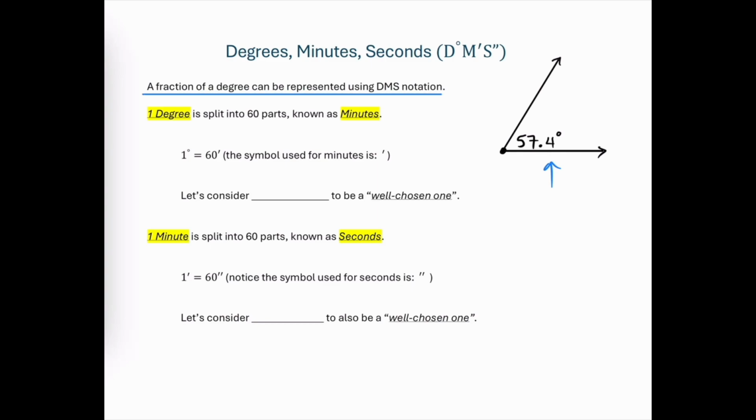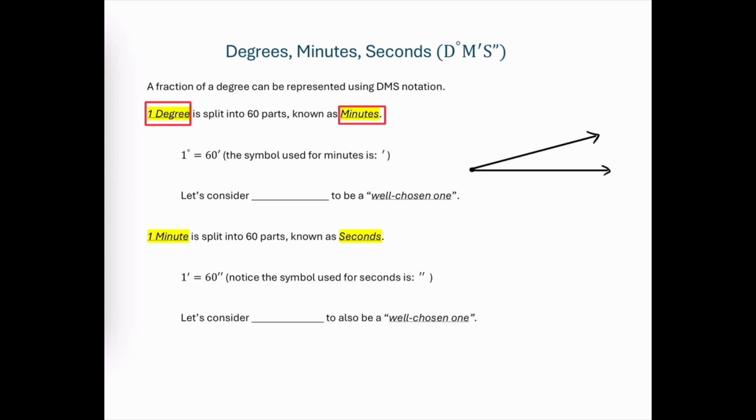And as the name would imply, there are similarities to how time is measured. 1 degree can be split up into 60 parts, known as minutes, so there are 60 minutes in 1 degree. The degree symbol is used to indicate that we have degrees, and this little tick mark, 1 tick mark, is the symbol that's used for minutes. So there are 60 minutes in 1 degree.